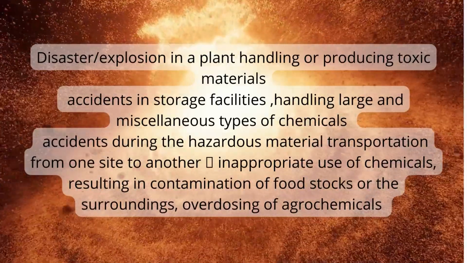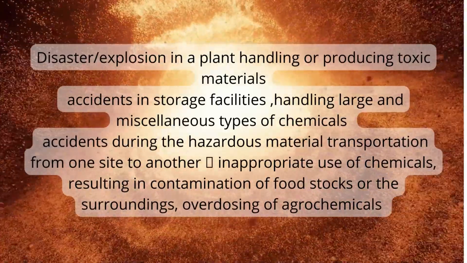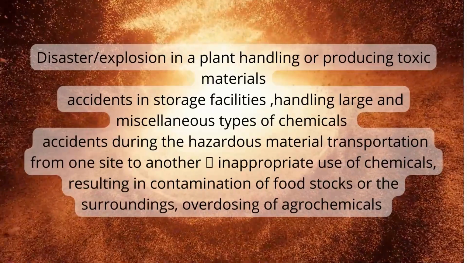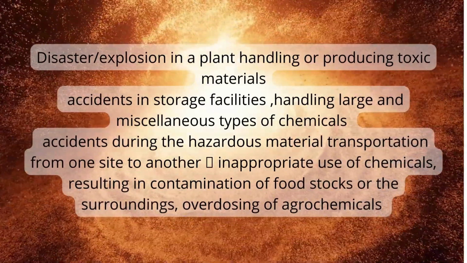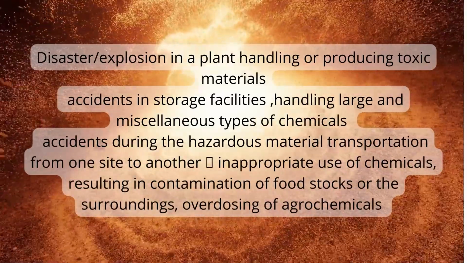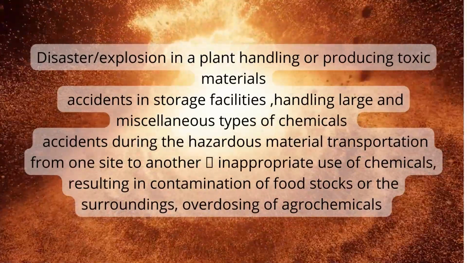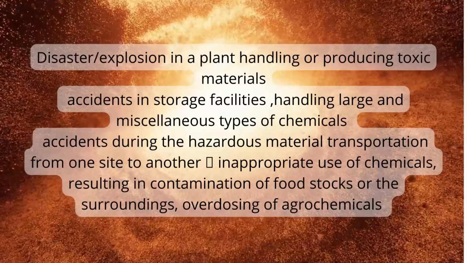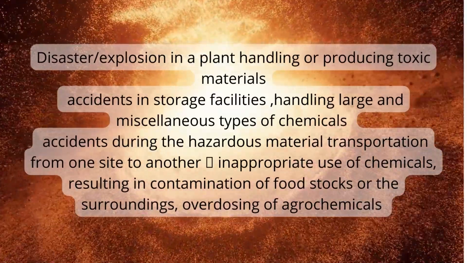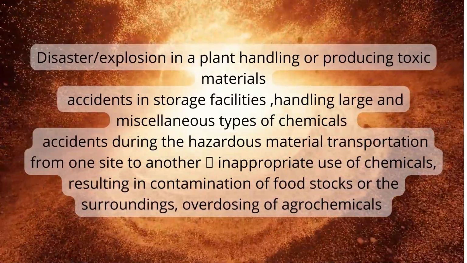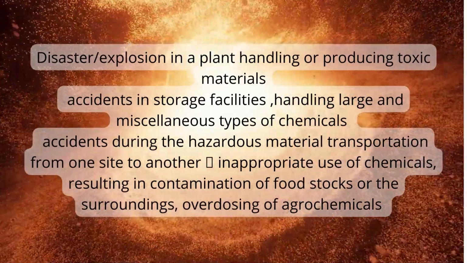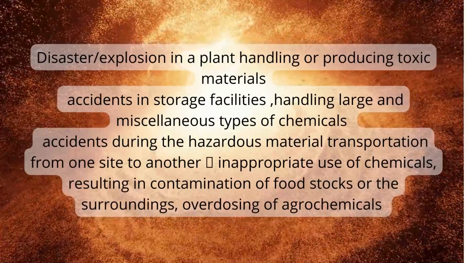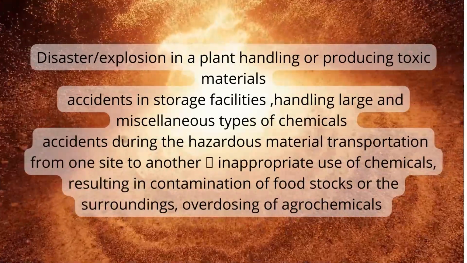How do disasters occur? It may be due to an explosion in a plant handling or producing toxic material. It may be due to accidents in the storage facilities handling large and miscellaneous types of chemicals, or accidents during the hazardous material transportation from one site to another, inappropriate use of chemicals resulting in contamination of food stocks or the surroundings, or overdosing of agrochemicals.